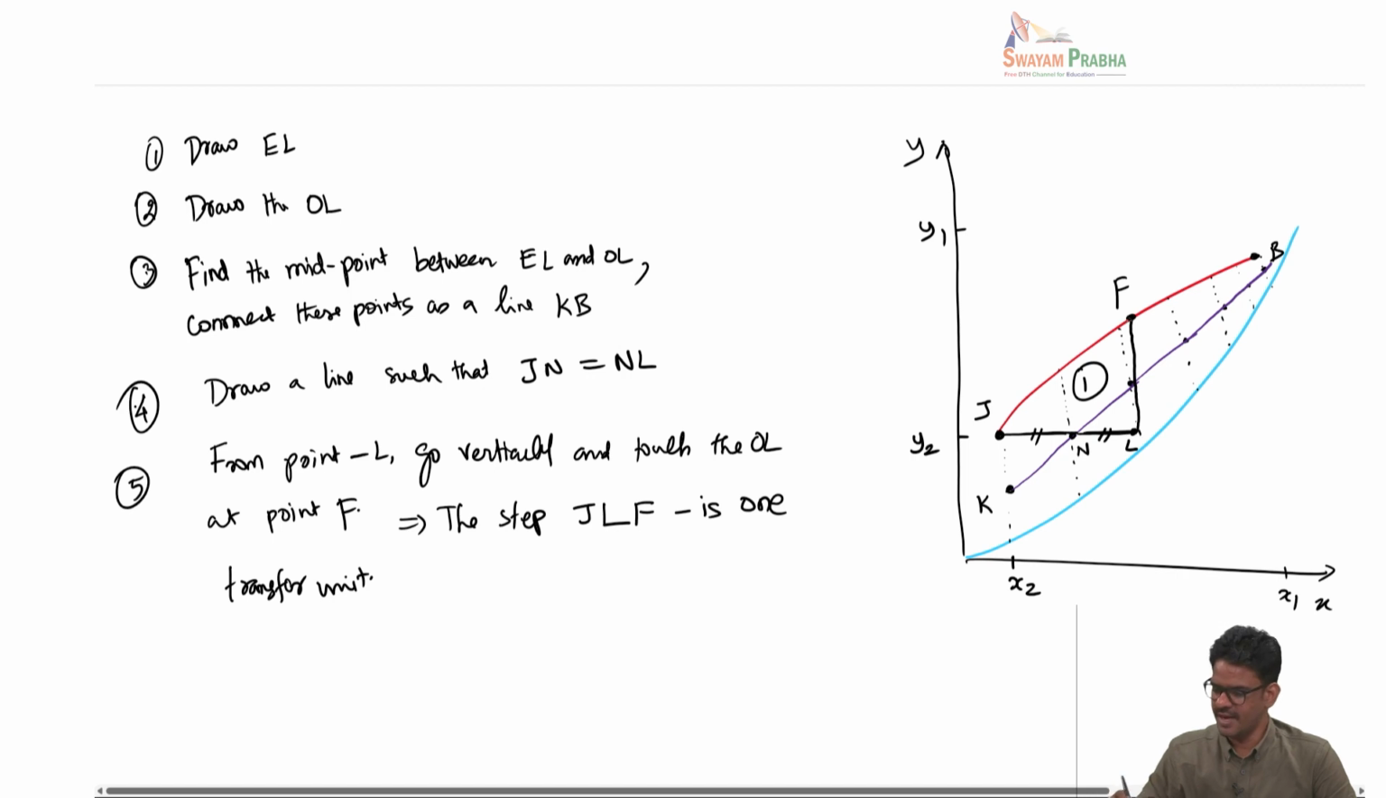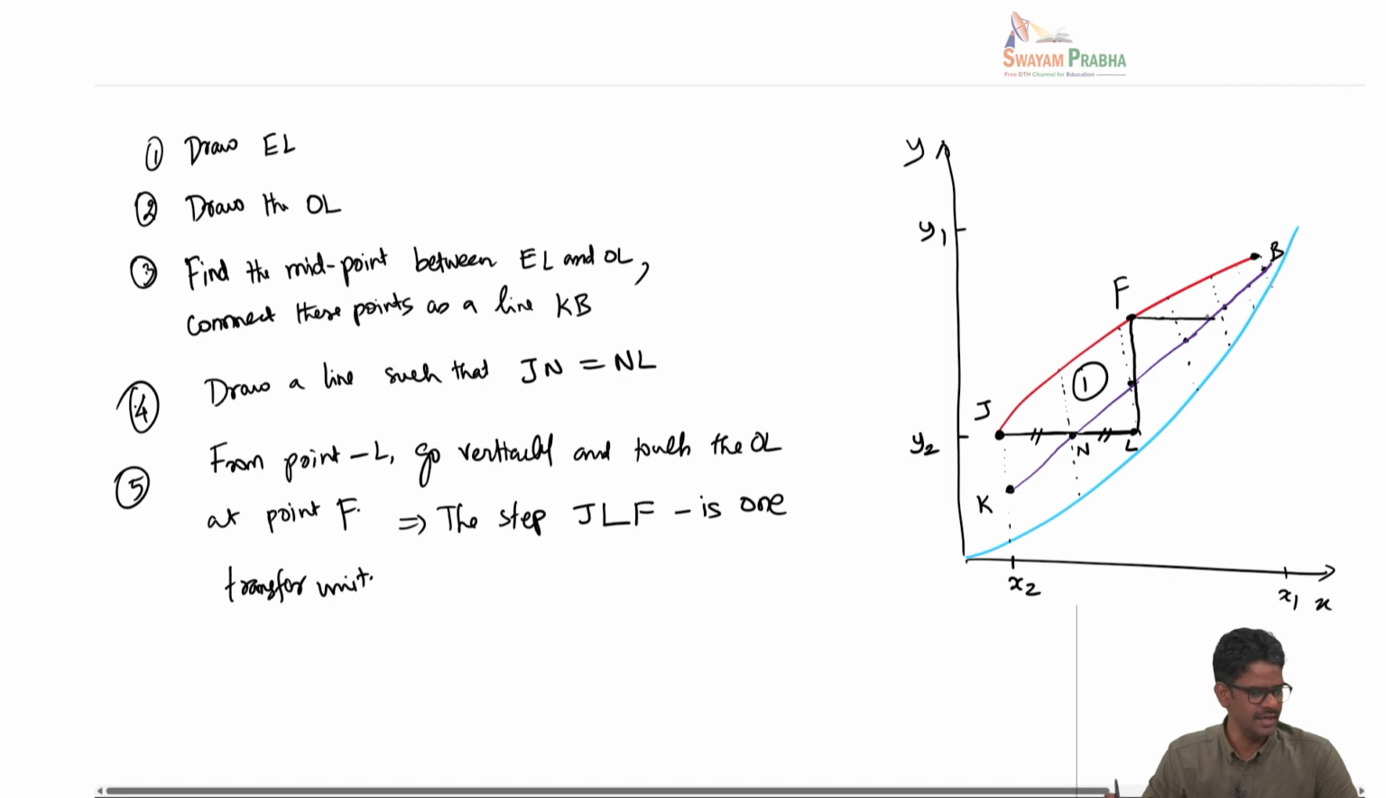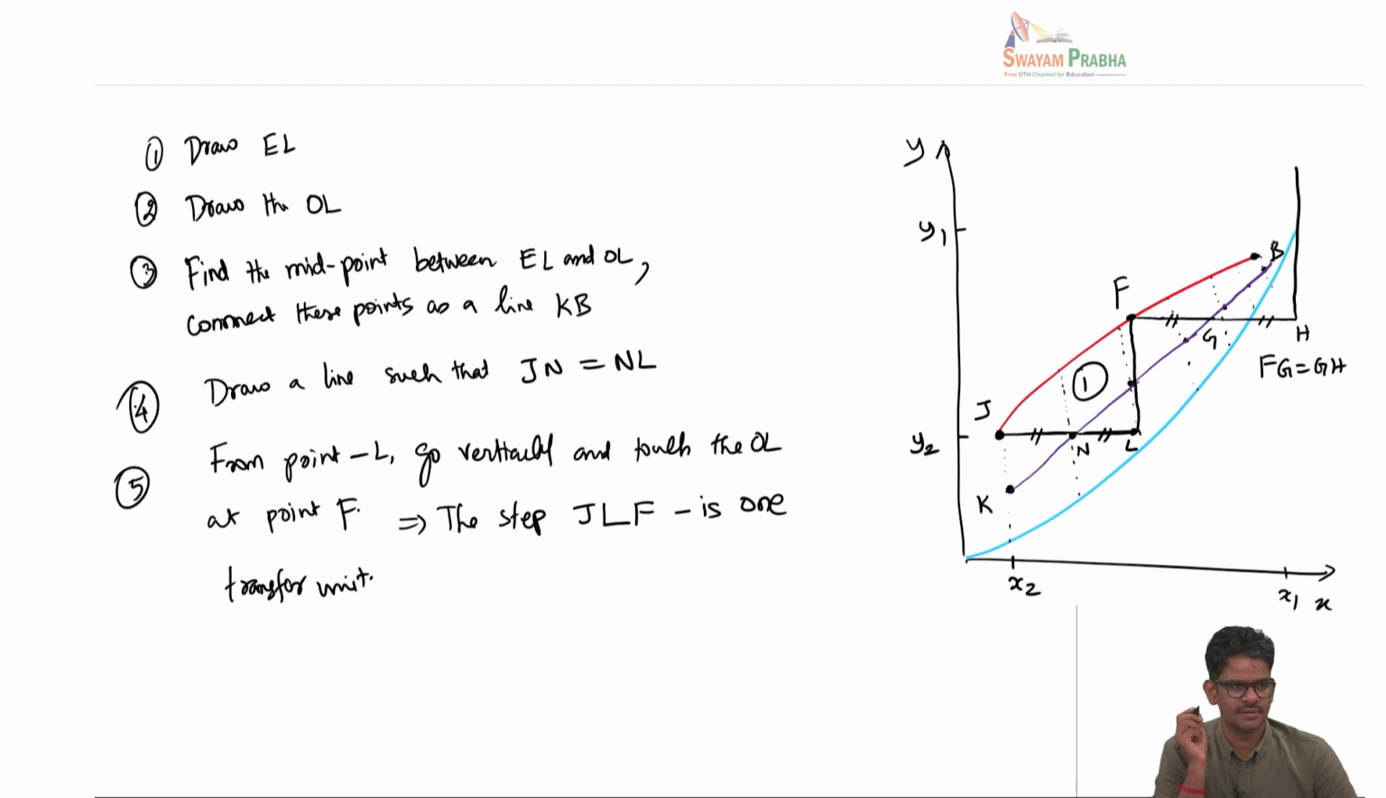And we do the same thing. From F, you repeat what you did at J. That means from F, you go horizontally to the midpoint line. Let's say this is G. Measure the distance FG, and go further to another point H so that FG is equal to GH, and then go vertically and meet the operating line. You continue this until you reach the end of the operating line. Here I have shown only two transfer units, but in an actual problem you have a very large number of transfer units.